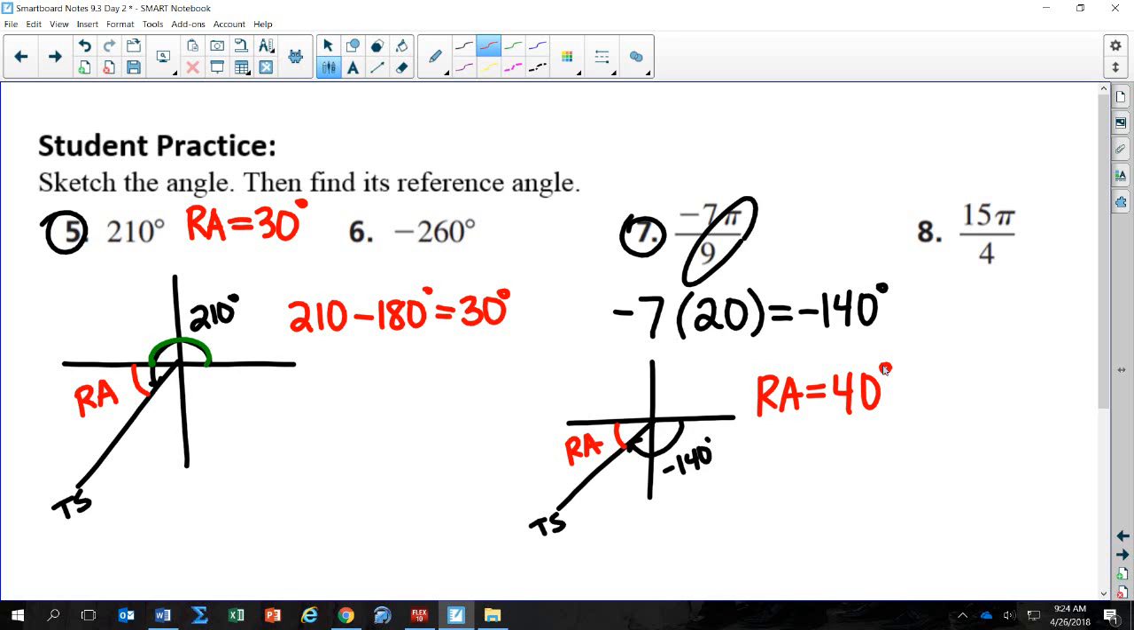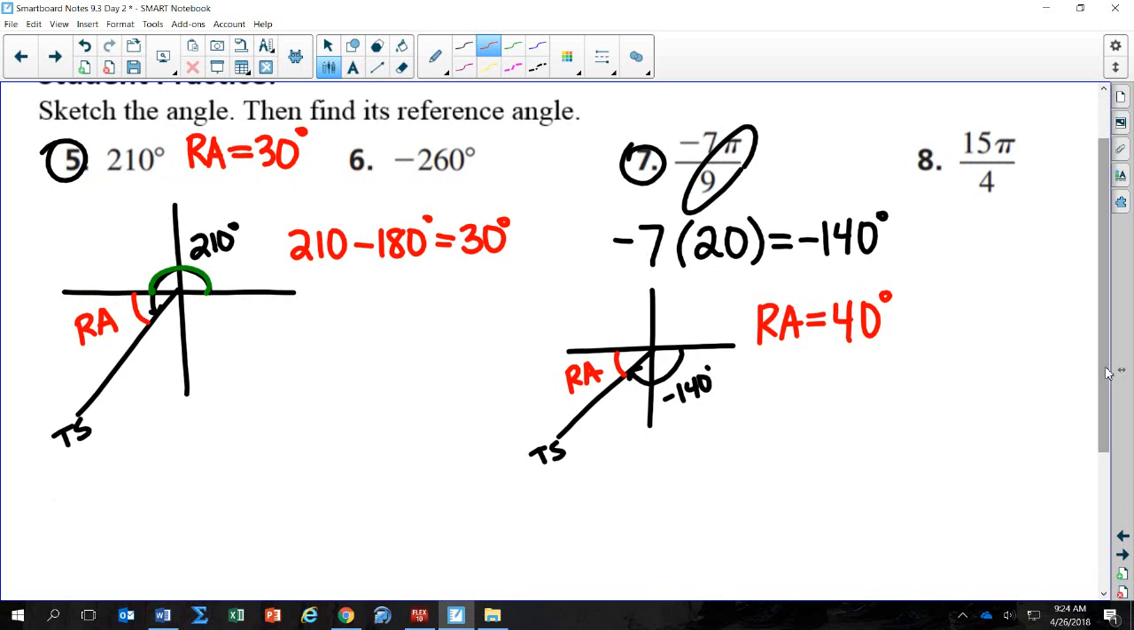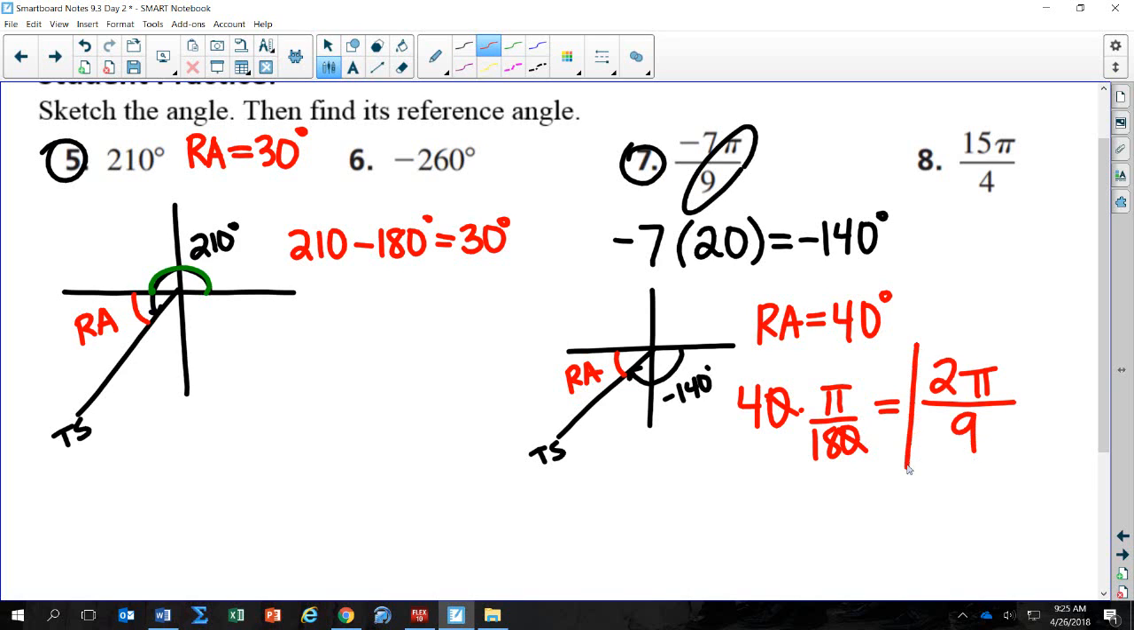Can I leave my answer like this? No, I started in radians, so I have to end in radians. If you do the conversion, you've got to convert back. So I'll have 40 times, to convert back to radians, I'll multiply by pi over 180. What does that reduce to? What is 40 over 180 reduced to? 4 over 18. What's 4 over 18 reduced to? 2 over 9. So 2 pi over 9 would be the radian equivalent. Questions about that?